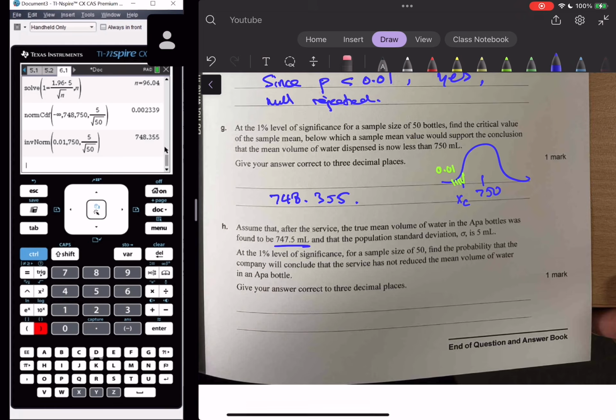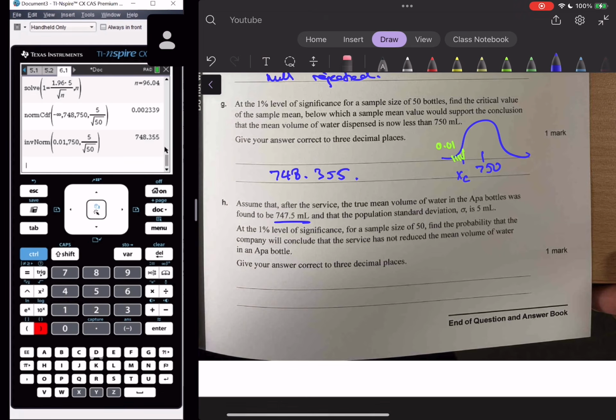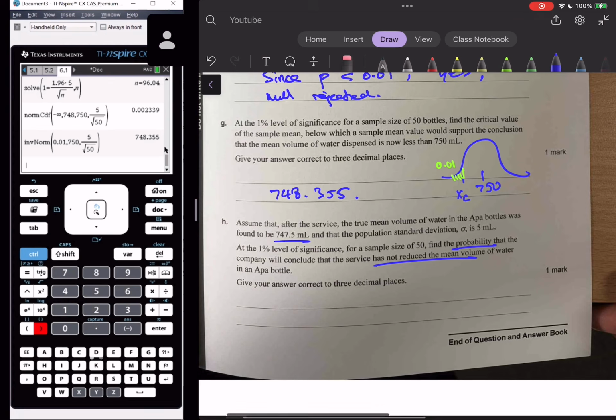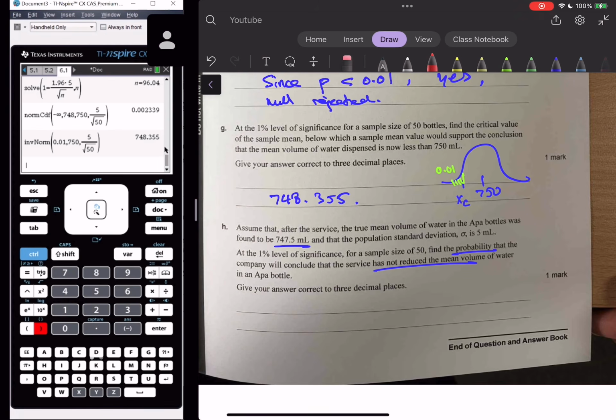Assume that after the service, the true mean was 747.5. The population standard deviation is still the same at the 1% level. For the sample size, what we want to find is the probability that the company will conclude that the service has not reduced the mean volume of water. Okay, so if it hasn't reduced its mean volume of water, that means our x value is greater than xc right over here.